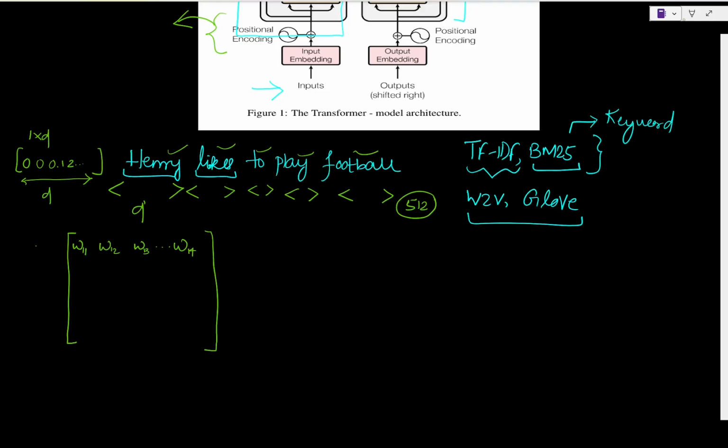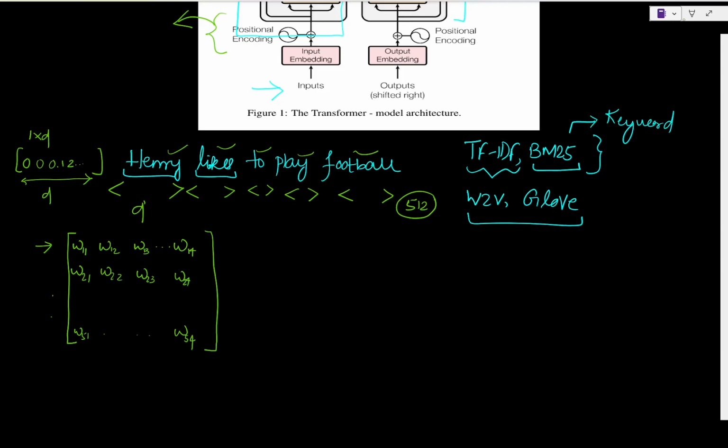So let's say this is the first word in my word matrix. This is the representation of Henry. Similarly, we can have the representation of likes, W21, W22, W23, and W24, so on and so forth, all the way till football, W51, all the way till W54. Let's say this is the word matrix that I have.